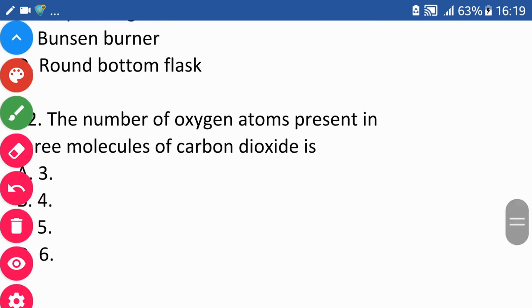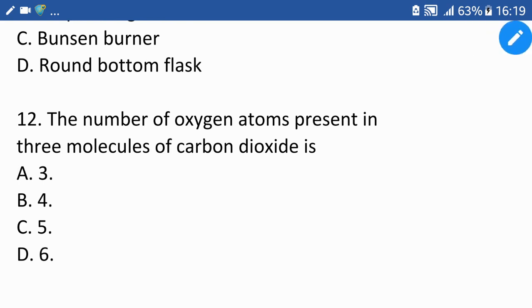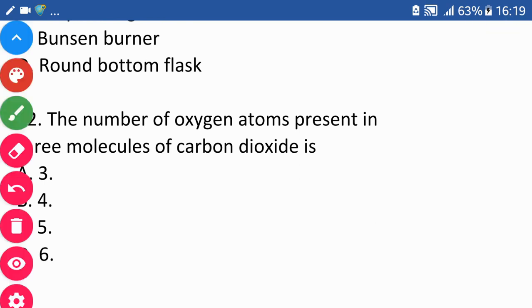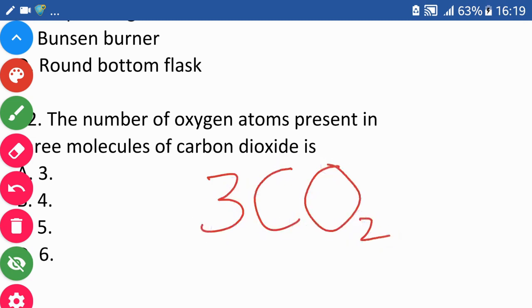The number of oxygen atoms present in 3 molecules of carbon dioxide. This is how to represent 3 molecules of carbon dioxide. So there are 3 atoms of carbon, because there's one down here but it's not written. So 3 atoms of carbon, 2 atoms of oxygen. Now this 3 is multiplying the one which is over here as well as these 2.